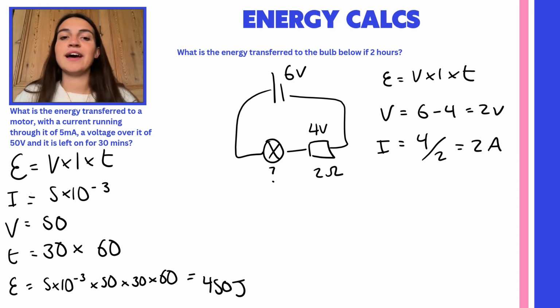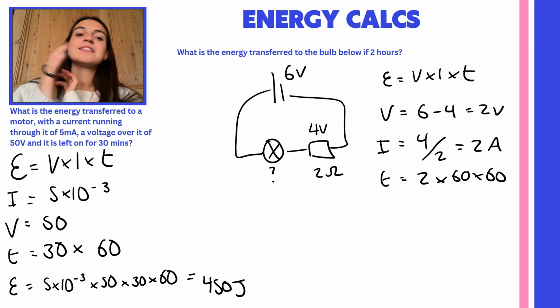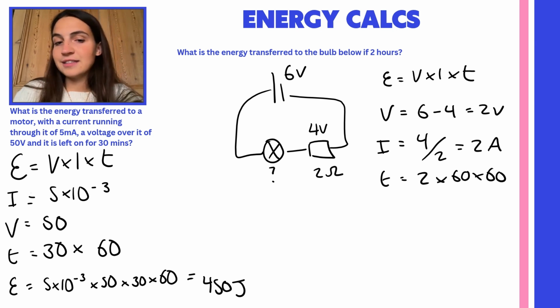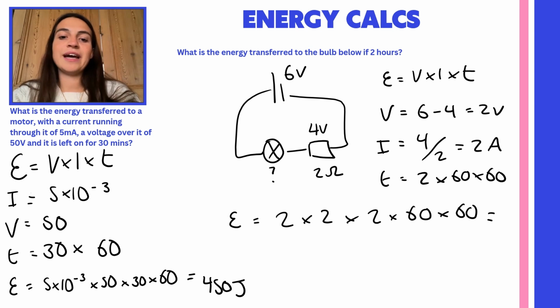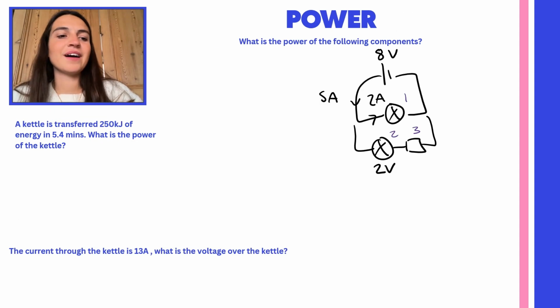The time here, it's told me in the question that it's 2 hours, but I need it in seconds. So 2 times 60 to get it into minutes, times 60 again to get it into seconds. Cool, so my energy is a lot of 2's, just coincidentally. 2 times 2 times 2 times 60 times 60, 28,800 joules.